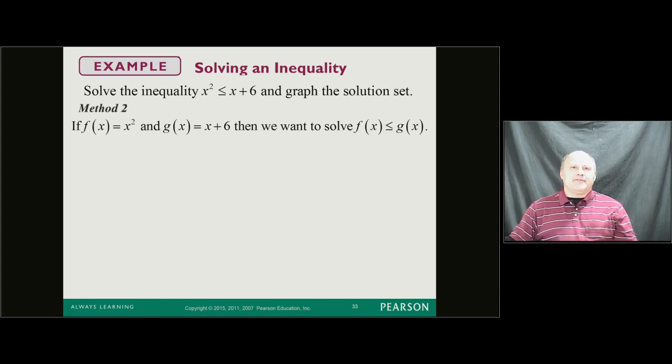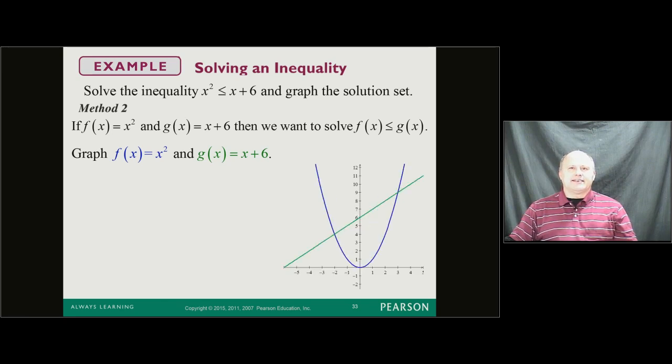So method 2, if f of x equals x squared, that's an easy graph to do, and x plus 6 is an easy graph. So graph each of them, instead of bringing the x plus 6 to the left side, treat them as separate functions and graph them both on the same coordinate plane. So graph x squared and graph of x plus 6, and there it is.